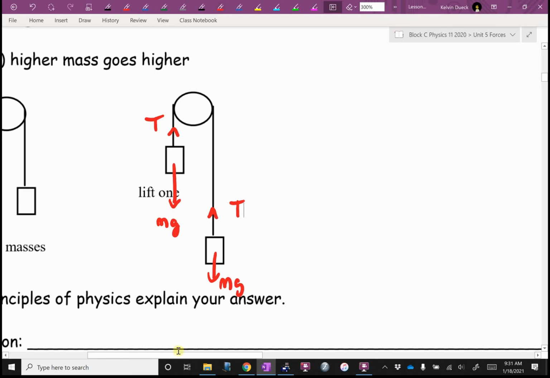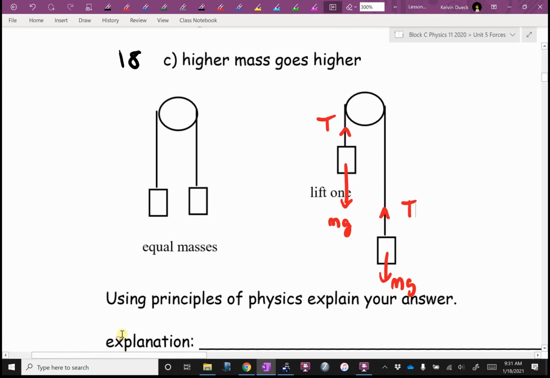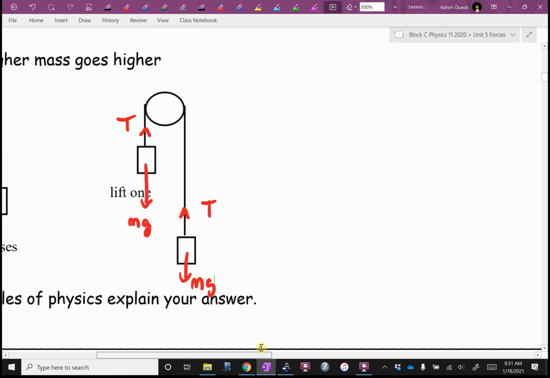Most of you went with answer C. So I guess if you're thinking the higher mass goes higher, you're saying it's going to accelerate in that direction. So you're arguing that there must be the winner. That's the only way I can come to answer C. Let's try that. I hear a few people gasping like they're doing some of the math in their head.